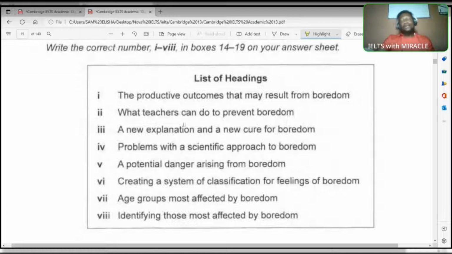Now, how do we answer the question? Like I've always said, number one, read the first, second, and last sentence. As you read the first, second, and last sentence, pay attention to keywords. Those keywords are words that will help you locate where the answers are. Sorry about that. Those keywords will help you locate where the answers are, right?